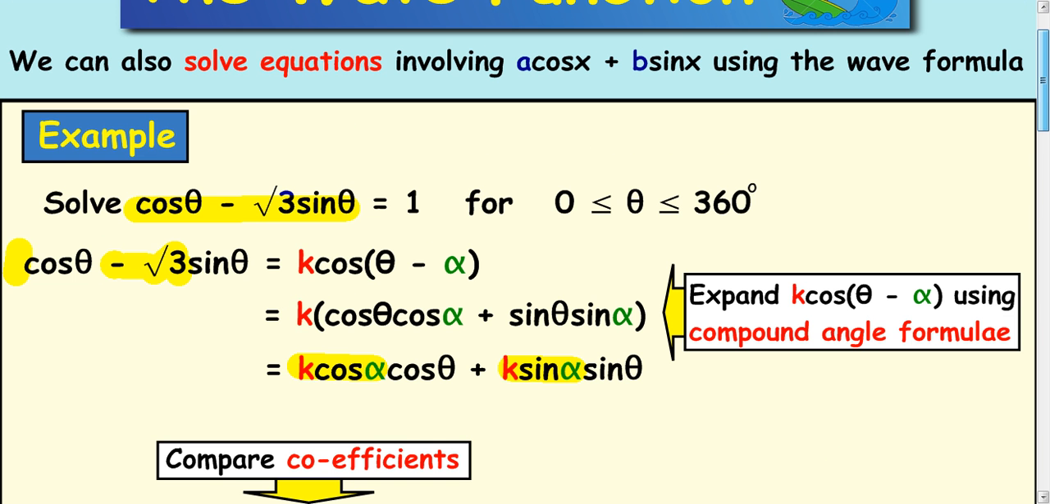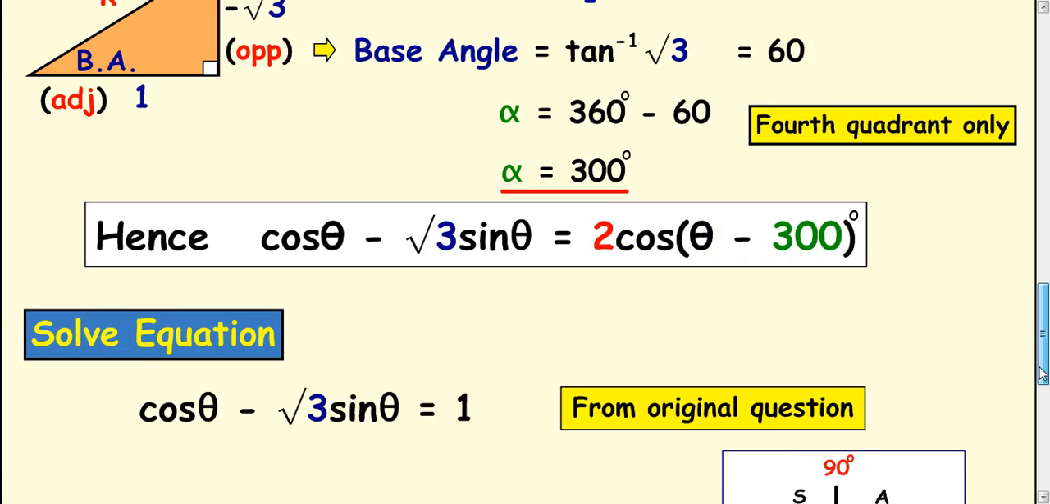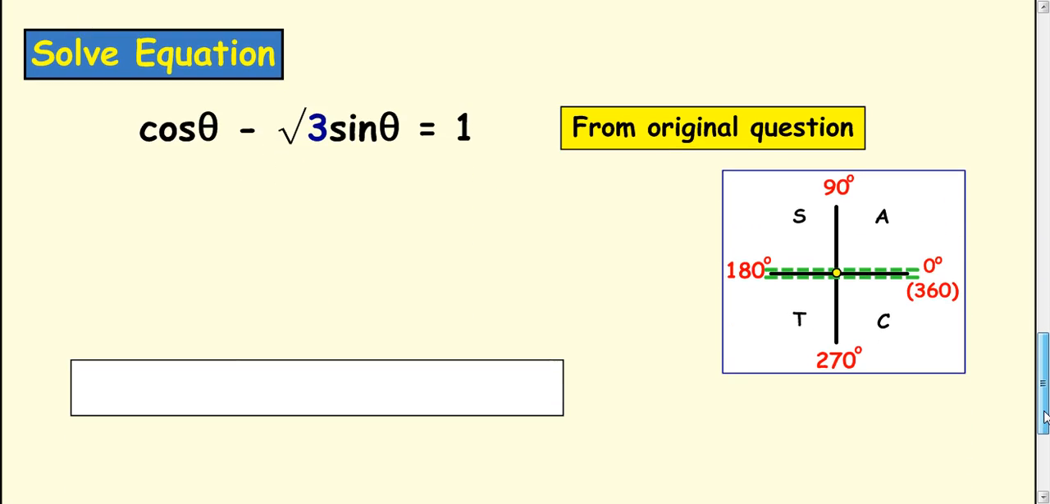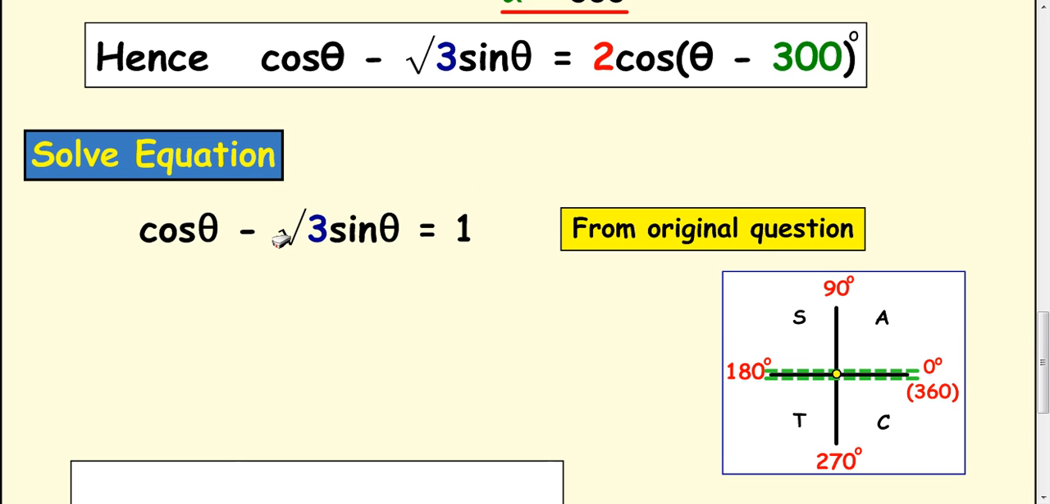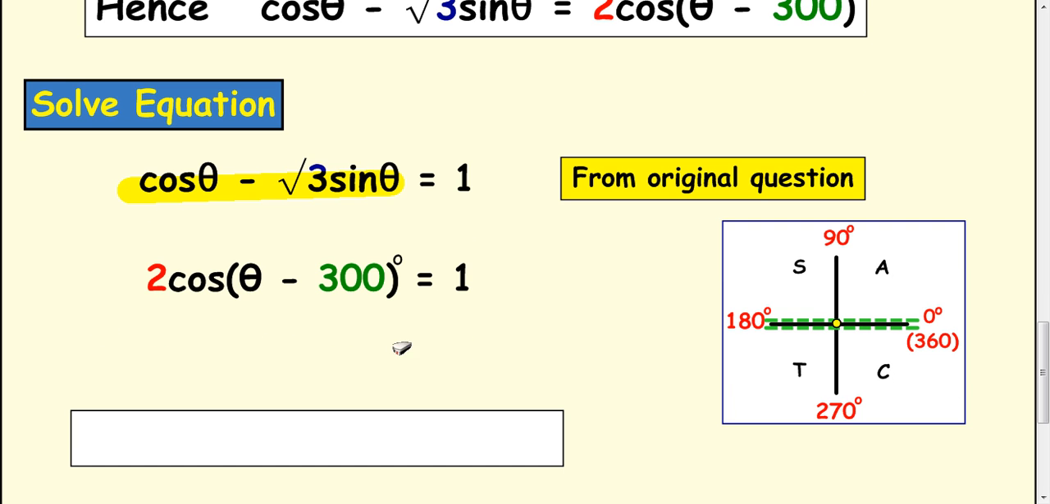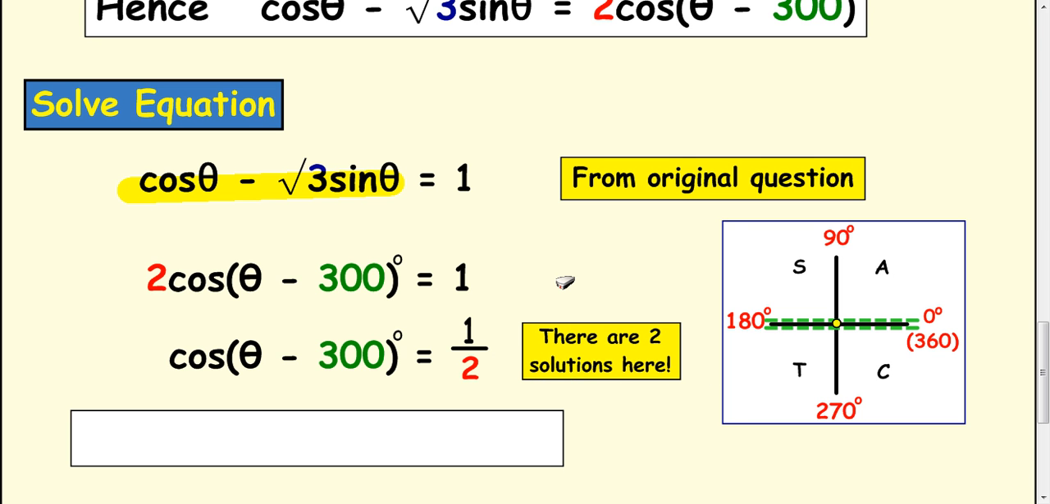Now the equation was this, solve this equal to 1. So we're going to look at that in this second part of the question. Because we have worked this out to be 2 cos theta minus 300, we can rewrite this part here as this here. So we'll do that. I can then try and solve this to find theta. So divide by 2 to get a half, and then look for 2 solutions.